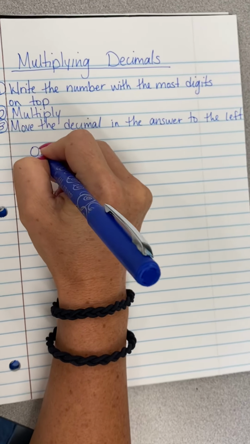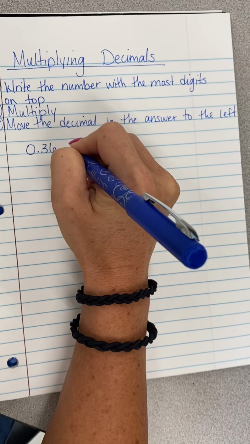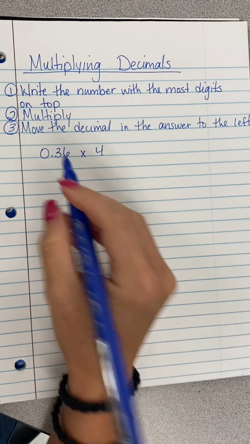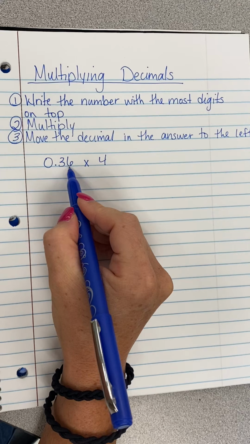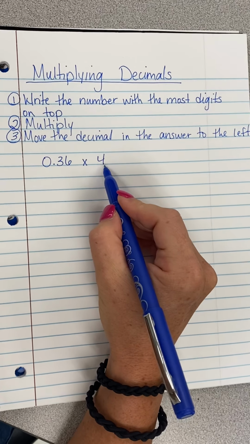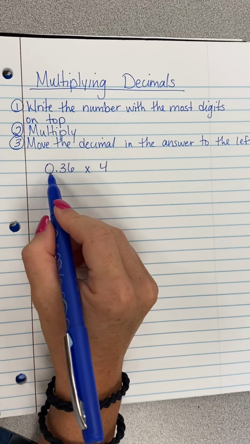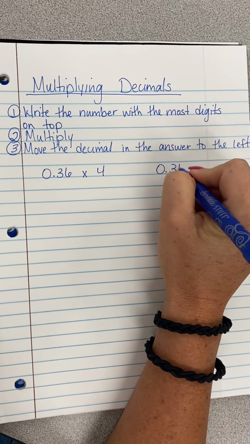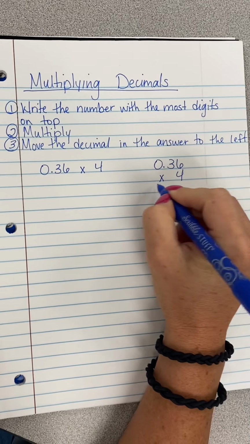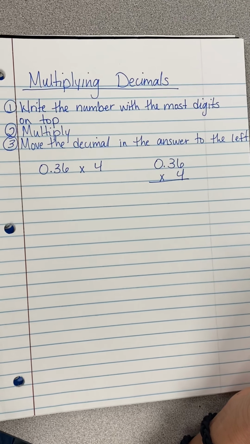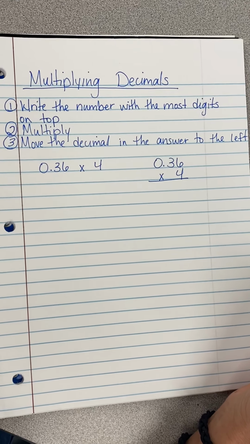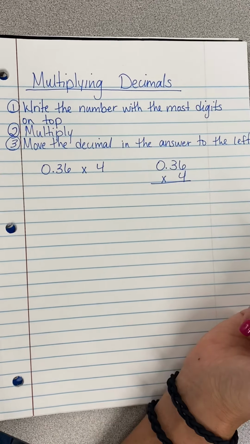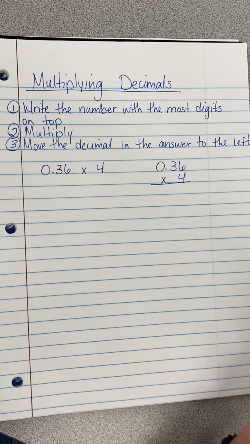We've got 0.36 times 4. 0.36 has 3 digits. The number 4 has 1. So I want to make sure to put this number on top. You will notice already something different than adding and subtracting decimals. When multiplying, the decimals do not have to line up.